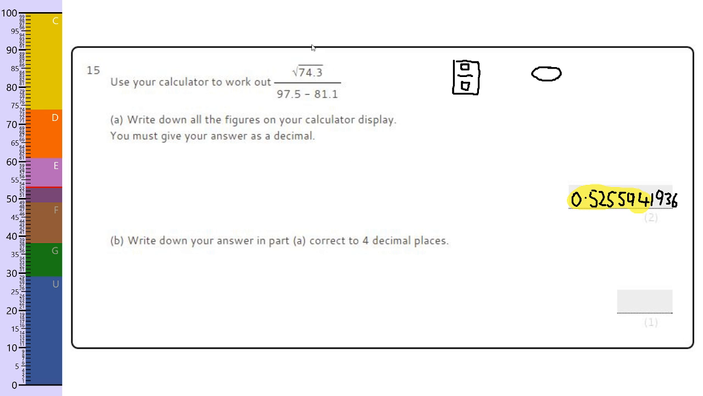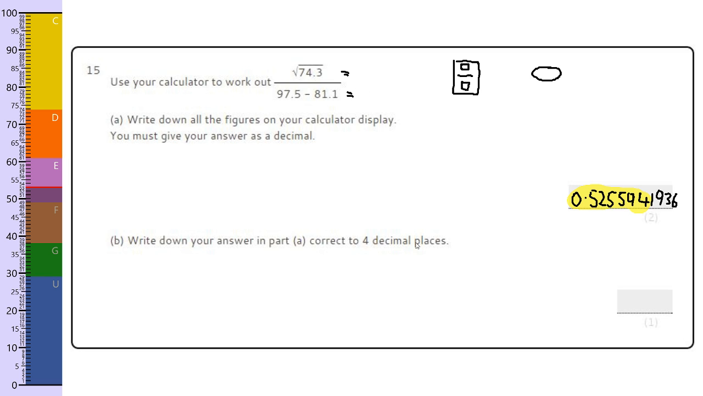Now, if you don't have a scientific calculator, if you have one of the sort of rubbishy ones that don't really do very much, but they do have to have a square root on them, just do the top, write down the answer, do the bottom, write down the answer, and then do the top divided by the bottom. Okay? Right, let's move on.